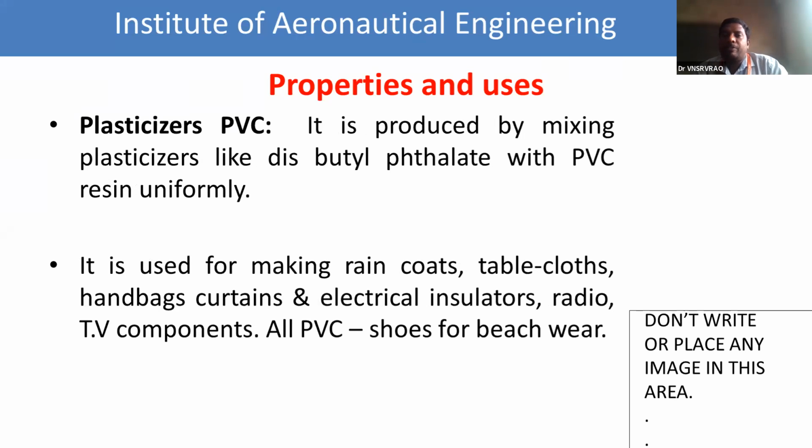Coming to the second type, plasticized PVC. Plasticized PVC means there is a presence of plasticizers, which is butyl phthalate. Because of this plasticizer, compounding of the plastic takes place, and the resultant plastic acquires flexibility and toughness. Plasticized PVC is mainly useful for raincoats, tablecloths, handbags, curtains, electrical insulators, radio and TV components, and shoes.